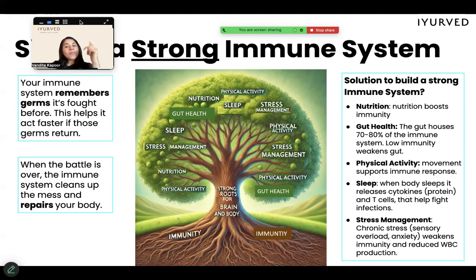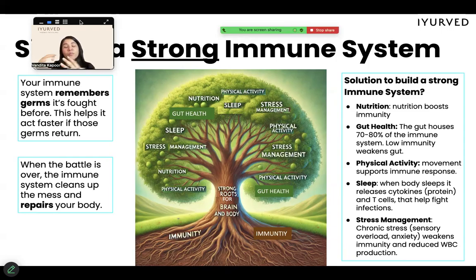Number 2, this is something we learned about in our last session, which was about gut and brain, that gut health is very, very important. Today, what I'm going to tell you is your gut has 70 to 80% of the immune system. So, if you want to have a very strong immune system, you need to have a very, very strong gut.